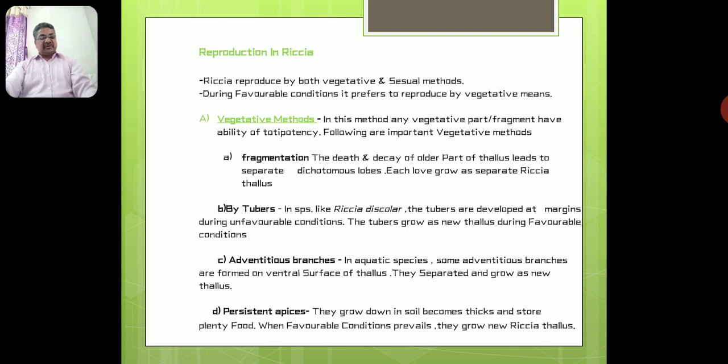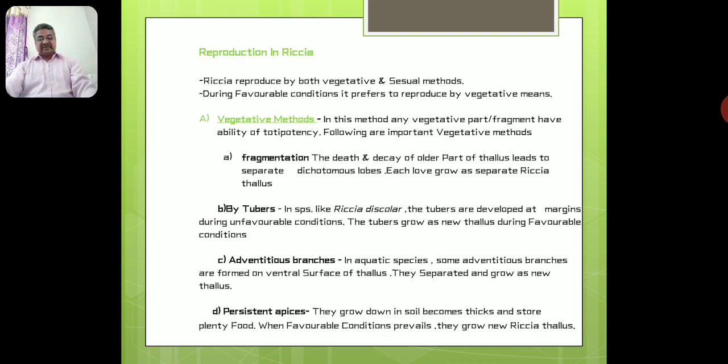Fragmentation means that due to death and decay of the older parts of the thallus, the dichotomous lobes get separated, and each lobe is then able to grow as a separate new thallus. So this is what we call fragmentation.